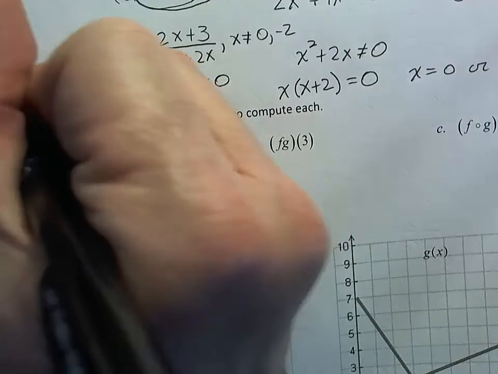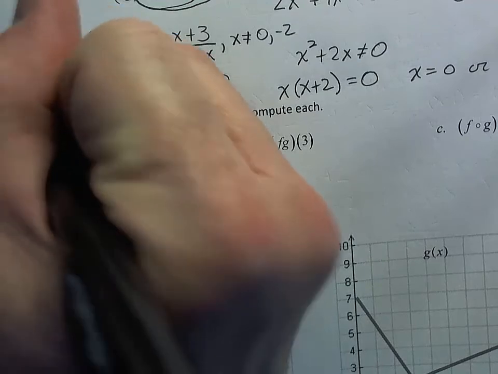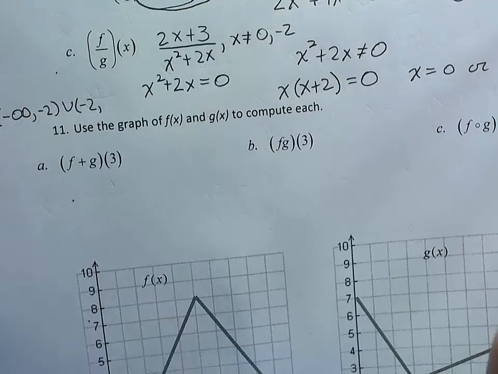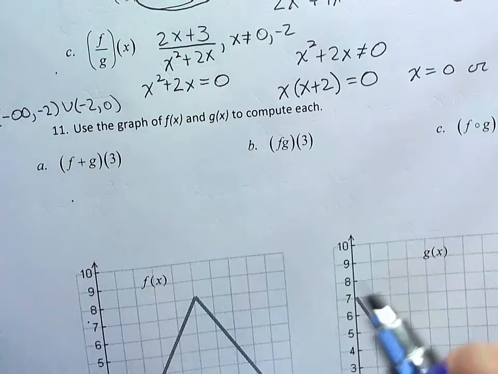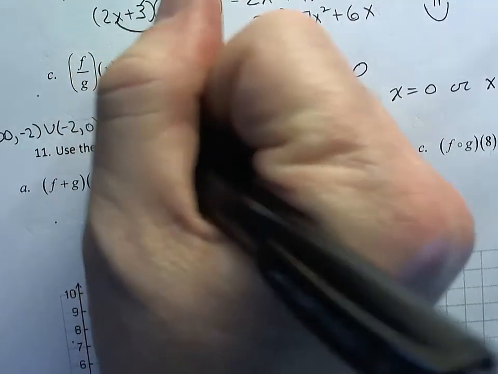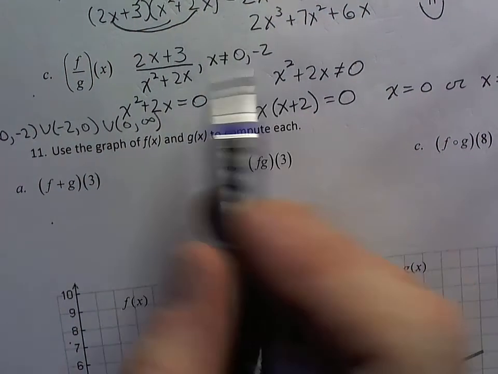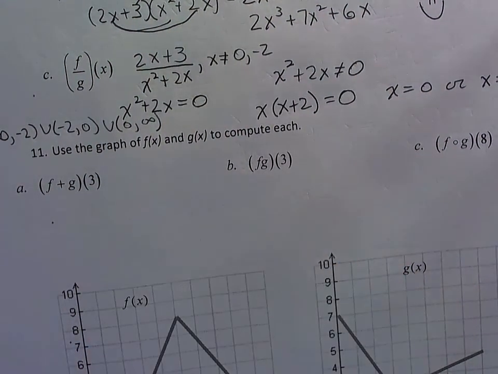I could put those in there like that. Or I could use interval notation. The interval notation would go -infinity to -2, -2 to 0, and then 0 to infinity. So if we were asked for that domain, it would look something like that.